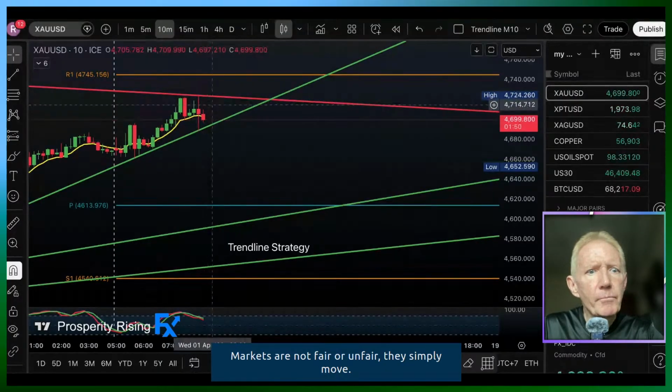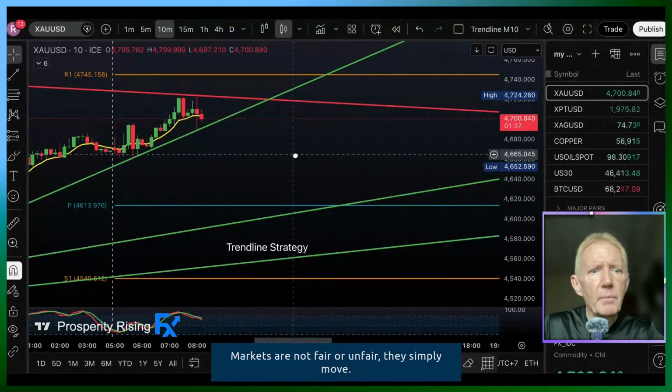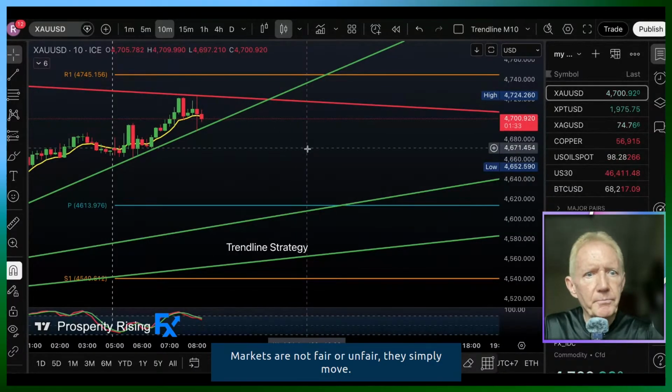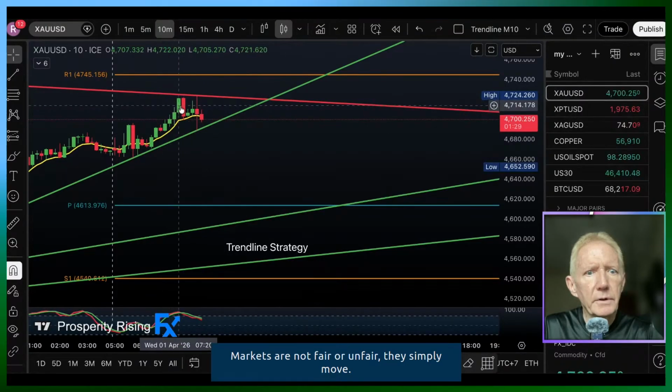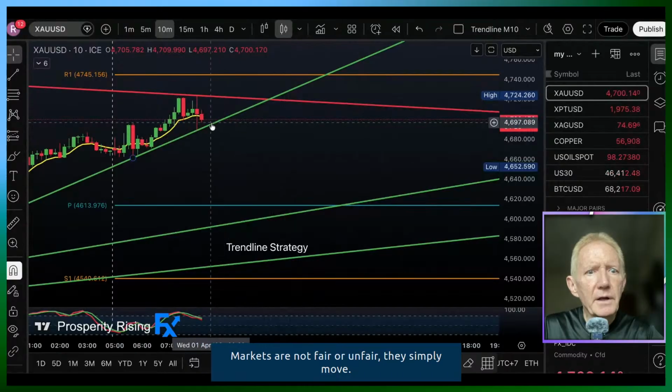That 4,700 level, of course, is a strong psychological number. If it does break above that, then we'll definitely be going to higher prices today, if it can break above that and show momentum, right at 4,700. It's really hesitating here. We've got one, two, three, four, five, six candles just building a new structure right here. Maybe it's going to go sideways for a while.